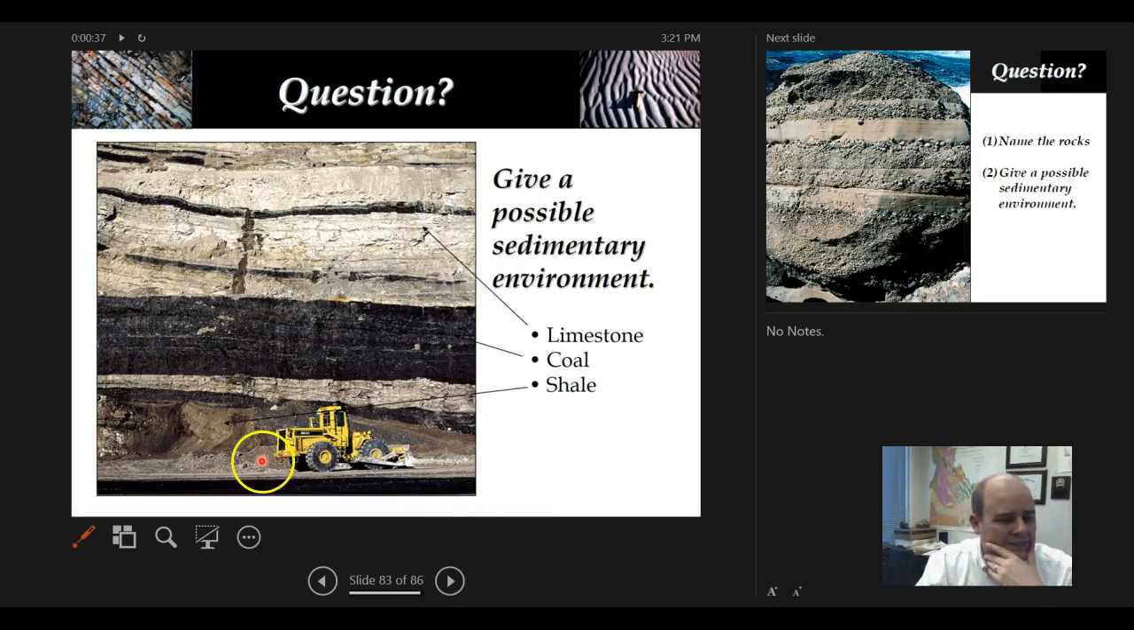So here's a sequence where we have coals and shells at the bottom, coals and limestones, and then that sequence goes over again, right? So this is saying that our sea level is going up and down, up and down. So this would be a great example along a coastline for that possible sedimentary environment, right?